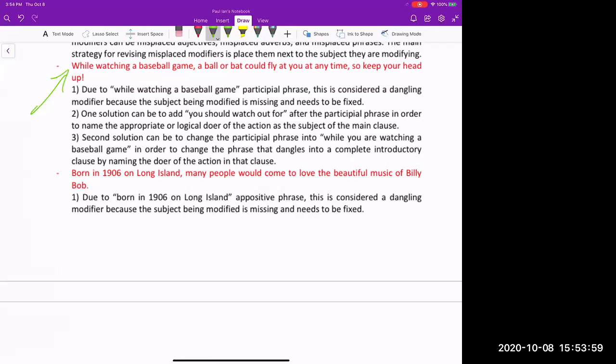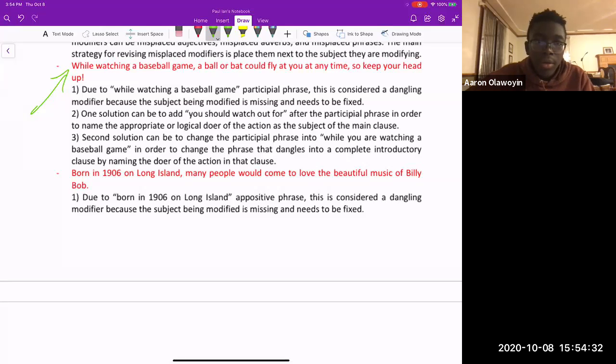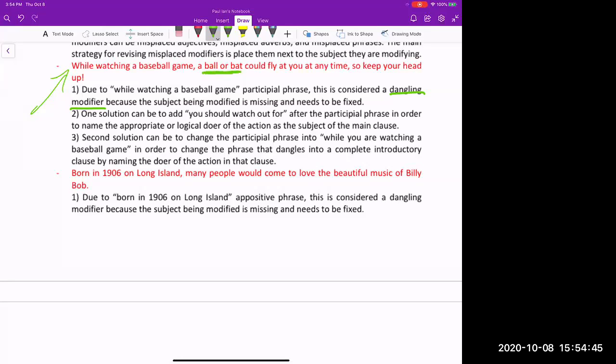Let's look at this one. I think there's something wrong with it. It's a dangling modifier. Why? Because while watching a baseball game, is it modifying a subject? The subject that we have here currently is this guy, right? A lot of this is context. A ball can't be watching a baseball game, or a bat. So something is missing. So it is dangling. Yes, that's correct.